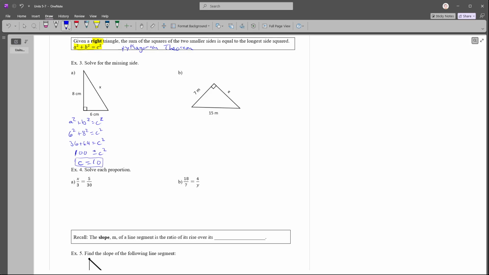Now, technically speaking, we know that when we take the square root of both sides, that's actually a plus or minus 10, but we know a negative 10 is an impossible value, so we don't even bother with it when it comes to geometry. It doesn't make any sense to do so. All right, let's go on to the next one.